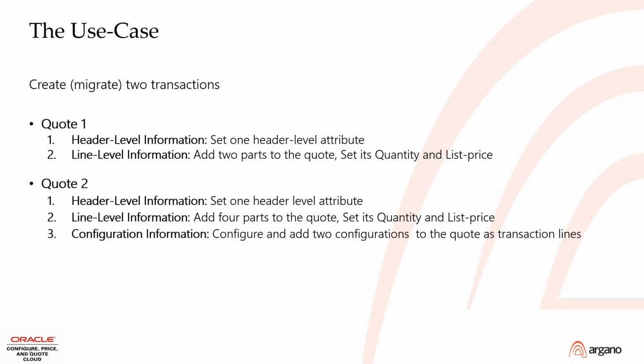Similarly, for the second quote, we will set a header level attribute and add four parts. In addition, we would also be adding two lines by configuring a specific model, setting custom attributes at the model level and then adding it to the quote. Note that in a real-time scenario, you can use the tool to migrate legacy data for a very large number of quotes and set a large number of attributes and quote lines. However, we have taken a very simple use case for our understanding.